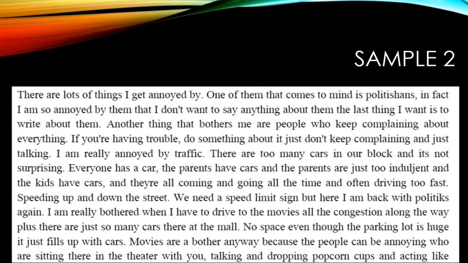Now let's have a look at another sample. There are lots of things I get annoyed by. One of them that comes to my mind is politicians. In fact, I'm so annoyed by them that I don't want to say anything about them. The last thing I want is to write about them. Another thing that bothers me are people who keep complaining about everything. If you're having trouble, do something about it. Just don't keep complaining and just talking.